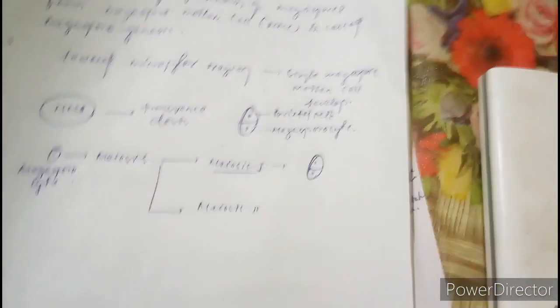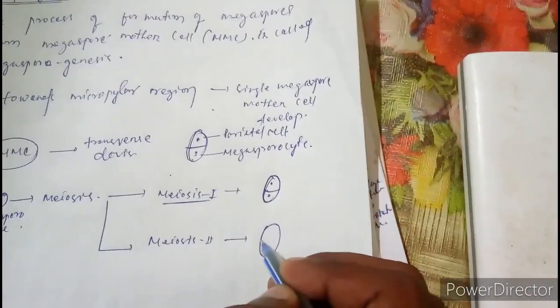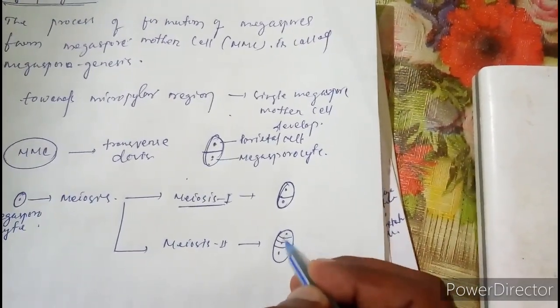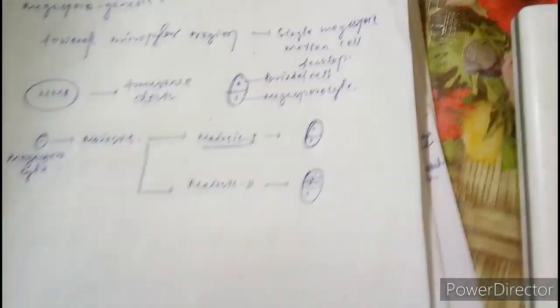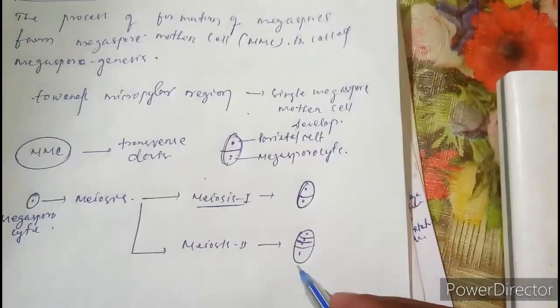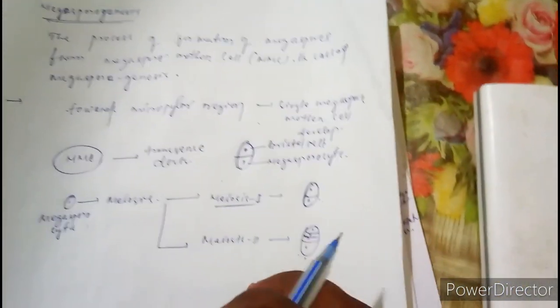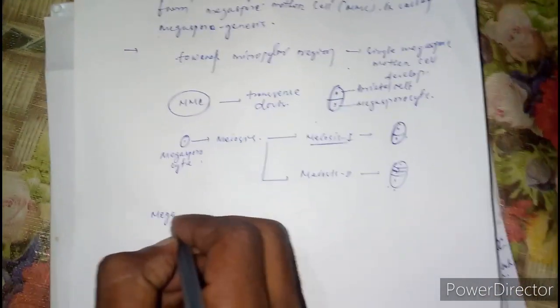In meiosis 1, a binucleate megasporocyte will be formed. In meiosis 2, a tetranucleate megasporocyte will be formed in such a manner. This is the tetranucleate megasporocyte and this is the binucleate megasporocyte. Megasporogenesis is finished. The next topic of discussion will be megagametogenesis.